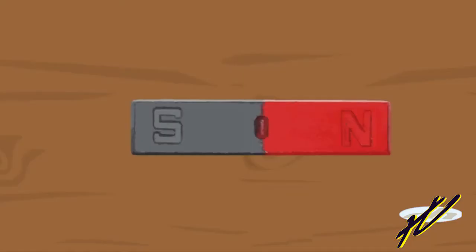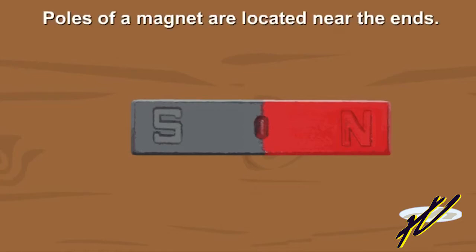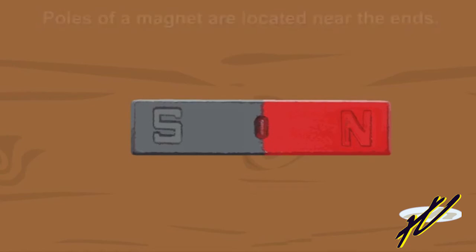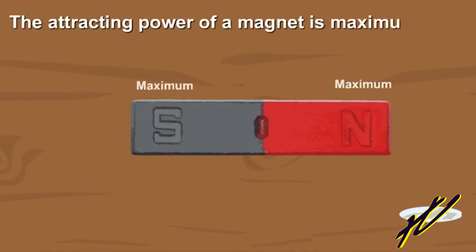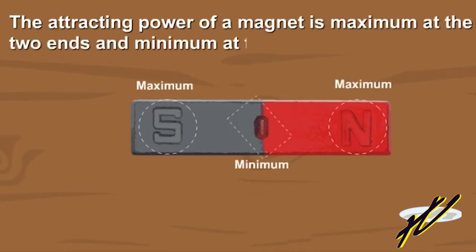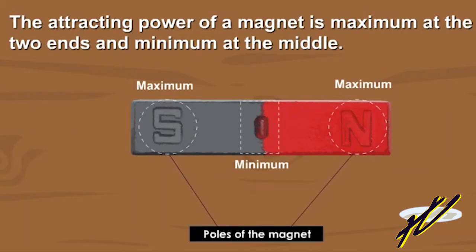Let us learn about the other property. Students, poles of a magnet are located near the ends. The attracting power of a magnet is maximum at the two ends and minimum at the middle. Students, these two ends of a magnet are called the poles of the magnet.